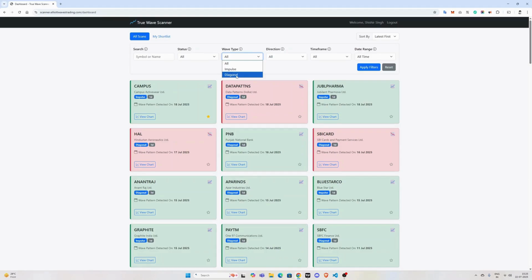For example, if a diagonal forms where wave 1 and wave 5 overlap happens, then it can happen only in wave 1 or wave 5, and it can also happen in wave A and wave C. All these details you can learn when you go through the Elliott Wave tutorial.